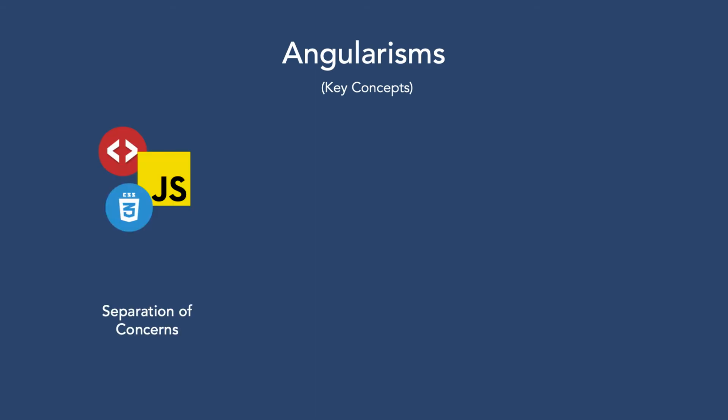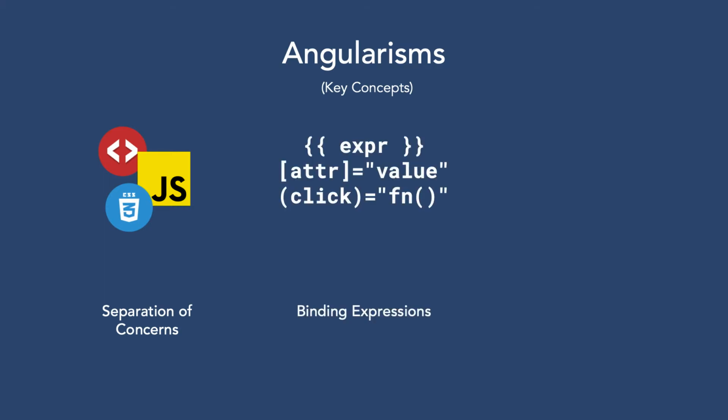One of the things about Angular is that it encourages a strict separation of concerns. Your HTML, styling, and executable code are kept separate from one another. These concerns can communicate with each other to share data and events through binding expressions. And two Angular directives, ngFor and ngIf, enable you to render multiple copies of an element, or decide whether to render it at all.